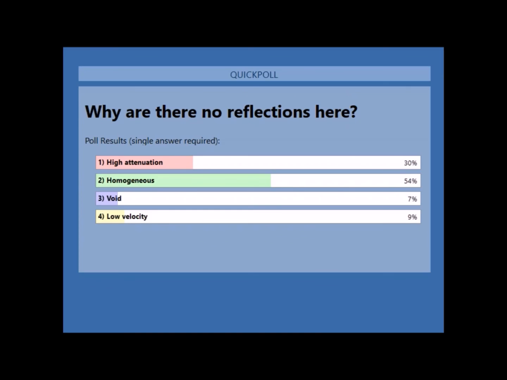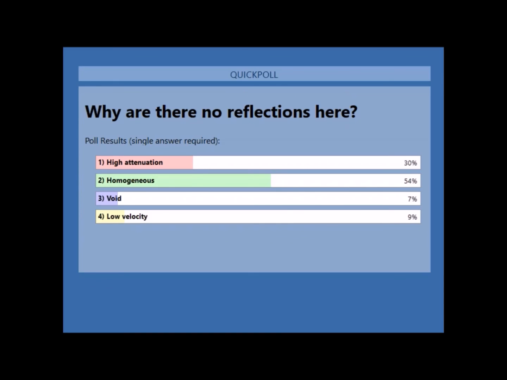Some people will say that the area is a void or it's water or something else very specific. That answer is not technically wrong because those materials are homogeneous, but we can't tell the composition from GPR data. So we can't exactly say what the material is. The best answer is that whatever the material is, it is homogeneous or uniform.